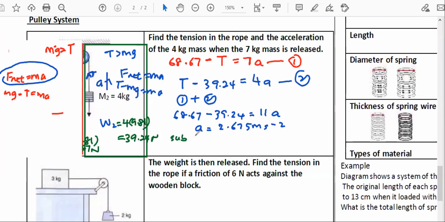Or maybe you use another method to solve it, but it's okay, because I use this one as it applies for all the scenarios, so no need to get confused. So you substitute a into any equation, equation 1 or 2, same thing. Then you will have the tension. 4 times 2.675 plus 39.24. Yeah, there is a recording. Then you will get 49.94.